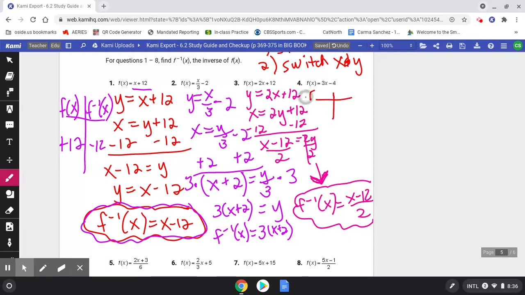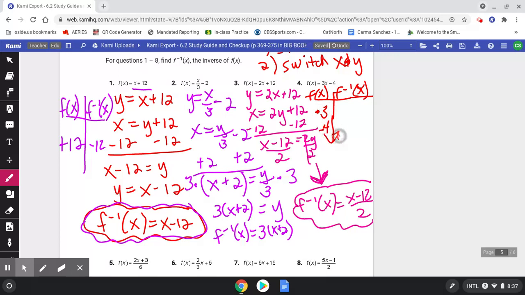I've got f of x on this side, f of negative 1 of x on this side, and I've got 2 things happening to x. Now, what do I mean by happening? I mean, if I was going to plug in a number for x, like f of 1 equals 3 times 1 minus 4, I would do the 3 times 1 first before I subtract. So the first thing happening is I'm multiplying by 3, and the second thing happening is that I'm subtracting 4.